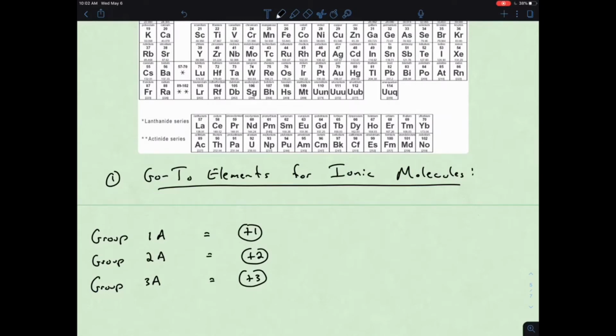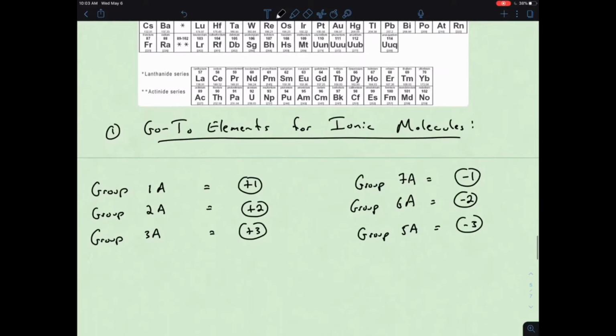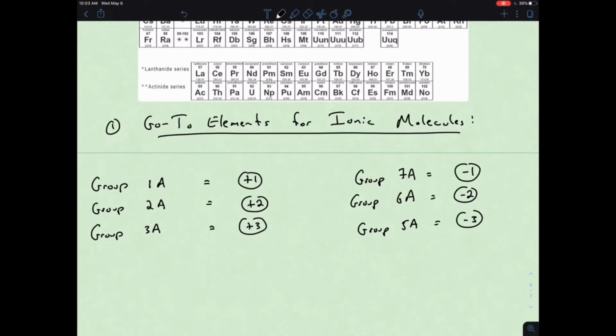And then if we go over to group 7A, they like to have a -1 charge. Group 6A likes to have a -2 charge. And group 5A likes to get to a -3 charge. And so realize, once they reach that charge, they're isoelectronic with a noble gas. So that's why they're doing this particular piece.